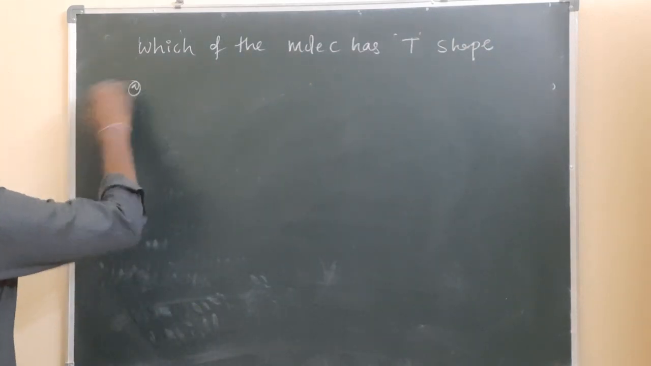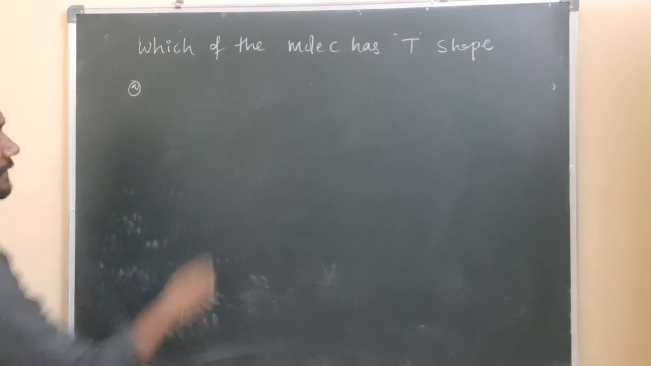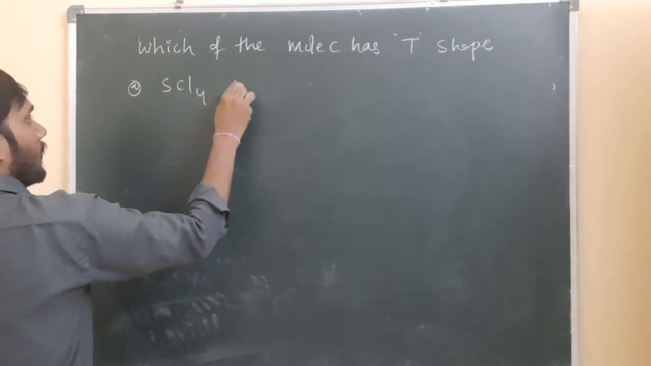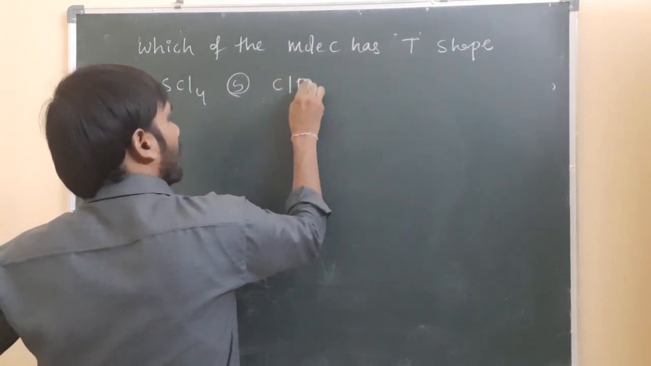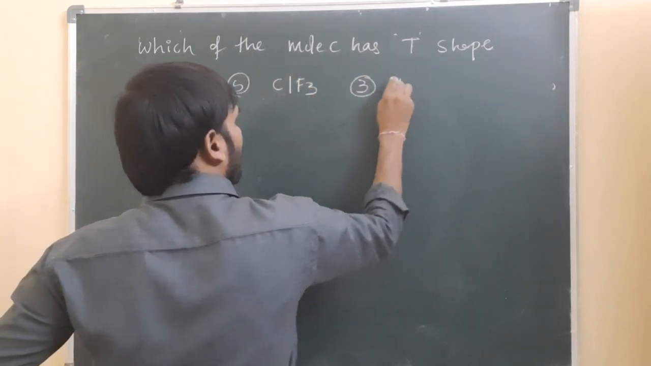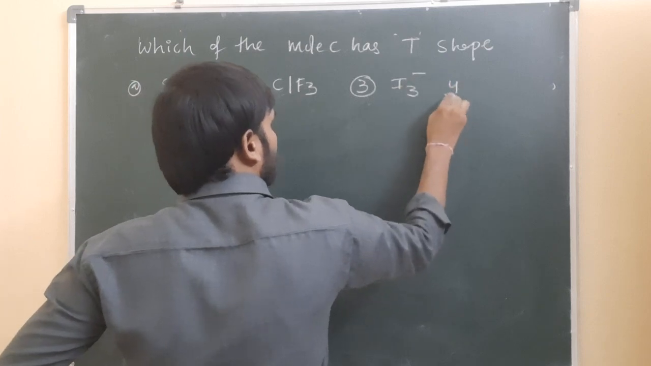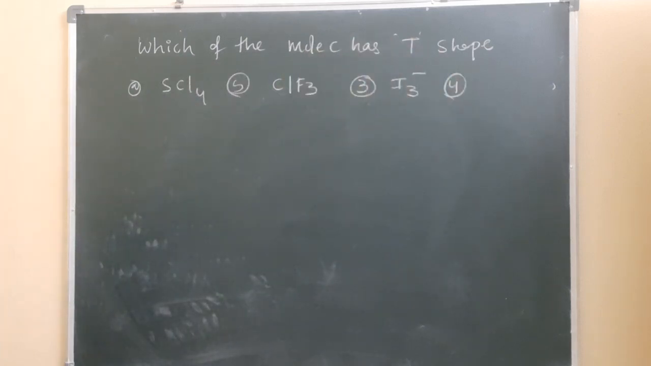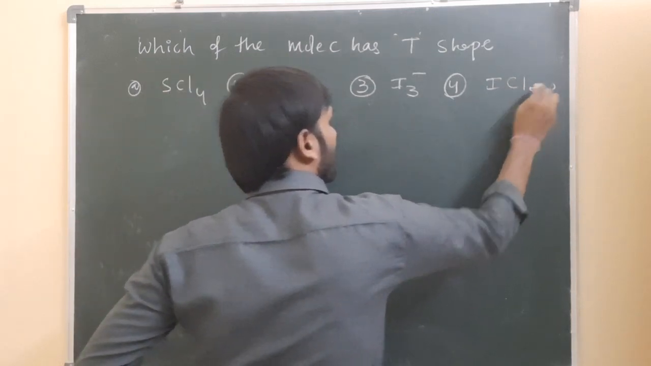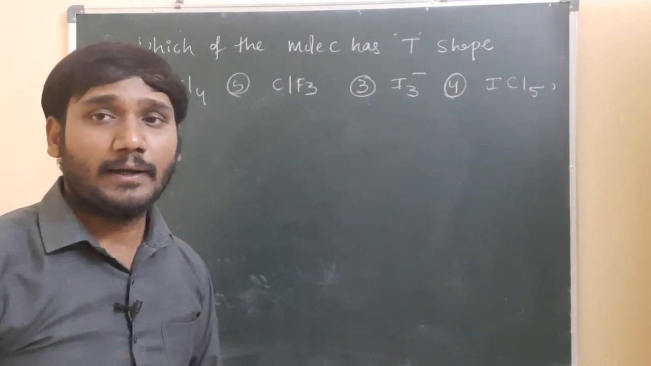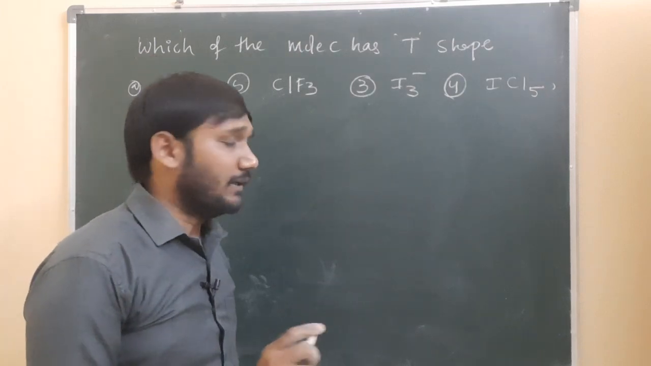The options given are: first option SCl4, second option ClF3, third option I3 minus, and fourth option ICl5. We have to identify the T-shaped molecule, which we discussed.